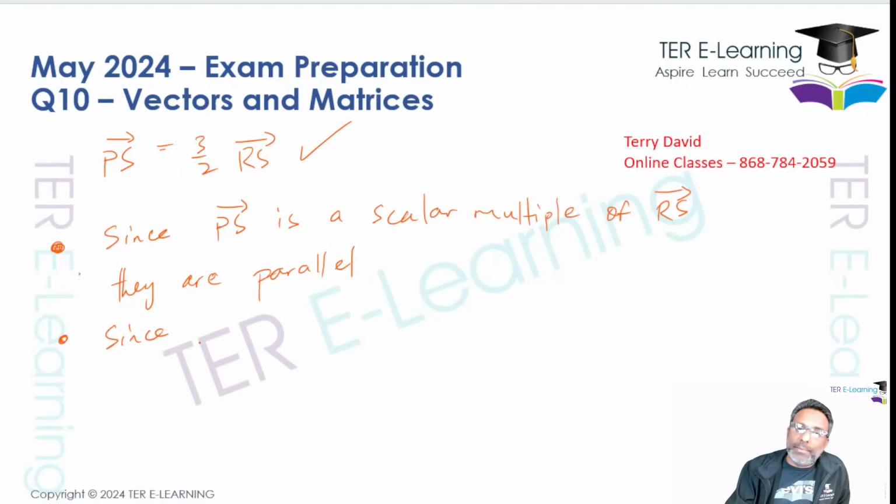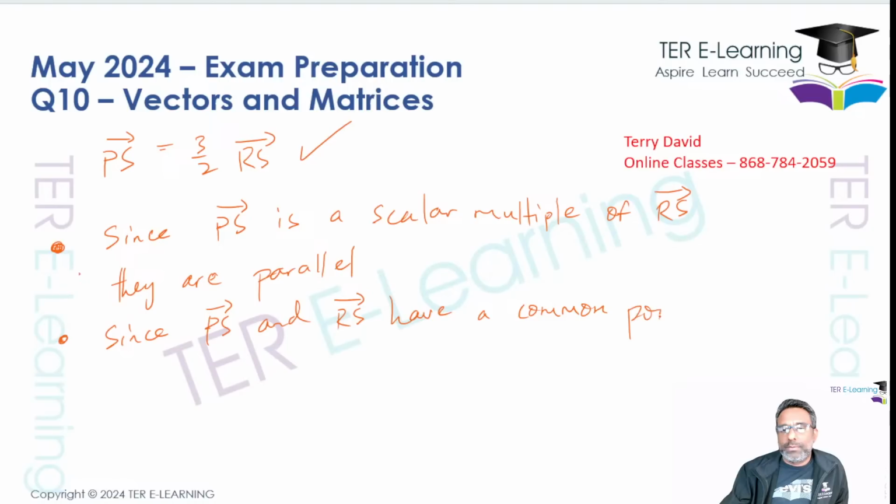PS and RS have a common point, the common point that we have here is S, it means that P, R, and S are collinear. That's what we need to say.